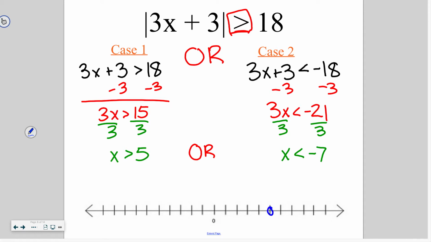So I've got my open circle, and it is getting bigger. And then case 2, I've got x is less than negative 7. So we are going to the left. Since it's an OR, there's no overlap that I need to worry about or no extra shading.